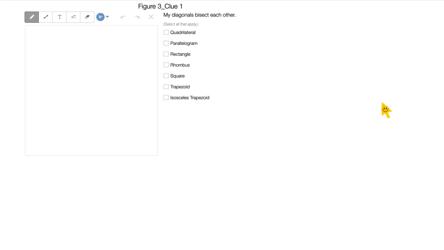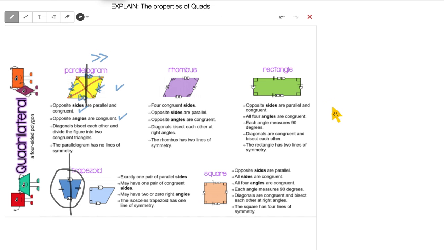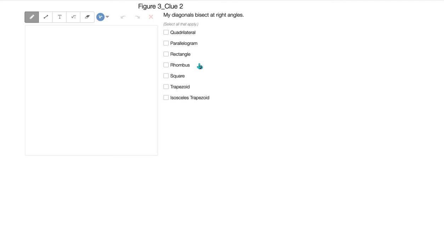Last group of clues. My diagonals bisect each other. Okay, so that will be parallelogram. We already talked about that. Rectangle, rhombus, and square. Slide 18. My diagonals bisect at right angles. Well, let's go to slide 6 to check. Diagonals bisect at right angles. Ooh, I see that on the rhombus. Where else do we see that? Ooh, I see that on the square. So let's go back to slide 18 and we can choose rhombus and square.